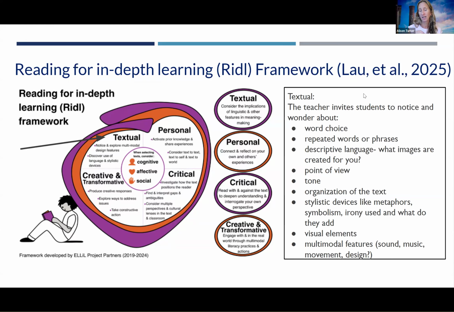How are they functioning? Any visual elements that go along with the text, or maybe it is just a visual element, right? And then any multimodal features like sound and music or movement or the design of the text itself. So first we want to just really invite this close look at the words, the phrases, the sentence level of the text, and then everything else going on around it, including those stylistic devices and any multimodal features.